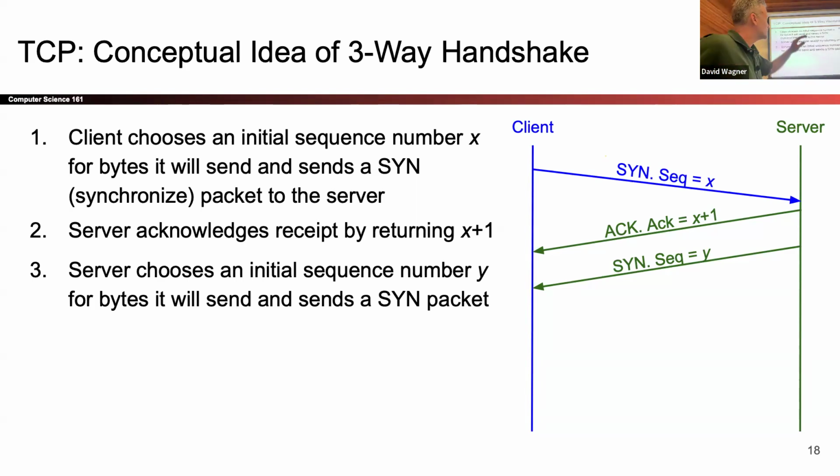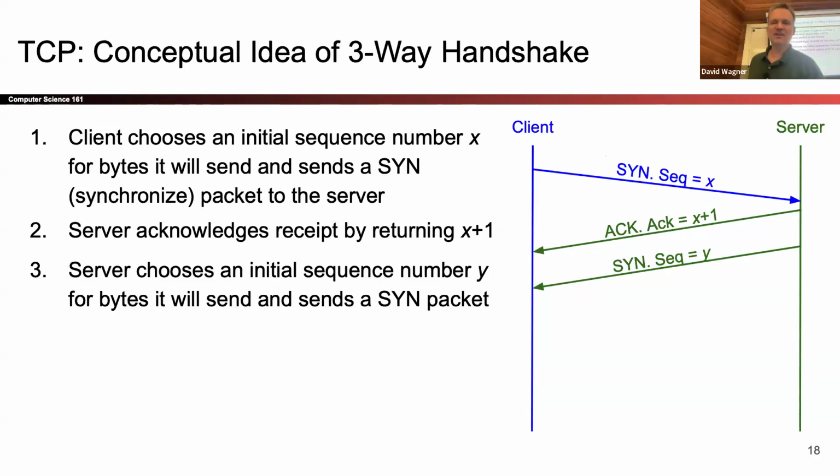And then we need a sequence number for data that the server sends. So the server picks that initial sequence number. I'm going to call it Y. It's just a number, a 32-bit number. And the server will send that to the client so the client knows, again in a synchronized packet, a SYN packet.